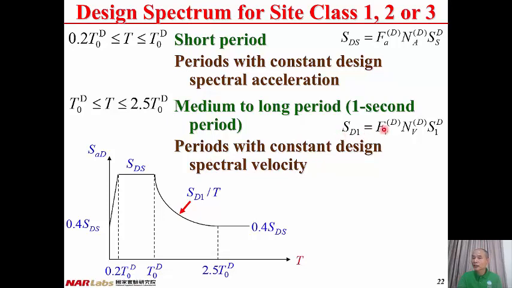Therefore, SD1 equals FVD times NVD times S1D. The subscript 1 stands for 1 second period, and the subscript capital V stands for periods with constant design spectral velocity, and the small v also represents the period with constant design spectral velocity. Therefore, no matter whether the subscript is 1, small v, or capital V, they all represent the same range from T0D to 2.5 T0D.